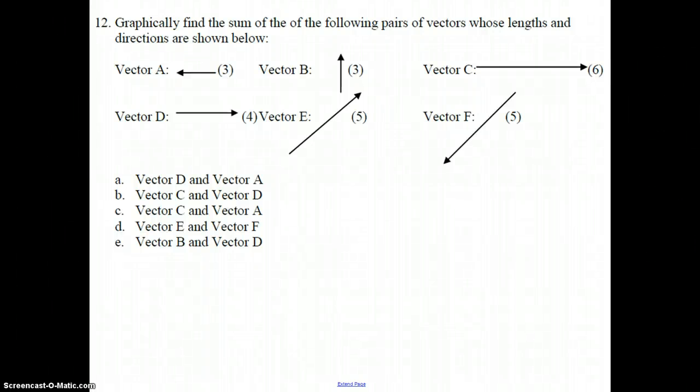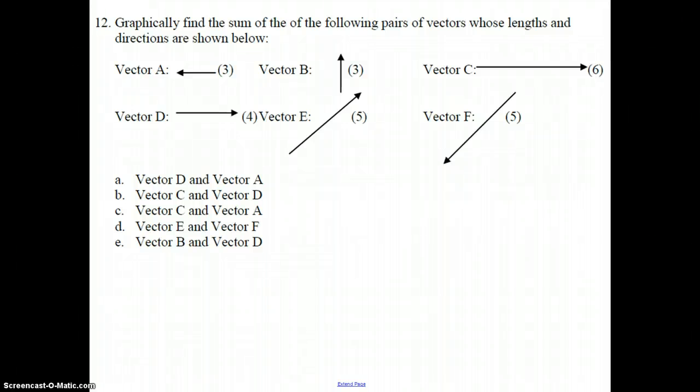Welcome to the solutions for the Regents Physics Measurement in Vectors problem set numbers 12 and 13. Let's get started with number 12 here. Graphically find the sum of all the following pairs of vectors whose lengths and directions are shown below. We're given 6 different vectors here with varying lengths, which are in parentheses, and directions as indicated by the arrowheads.